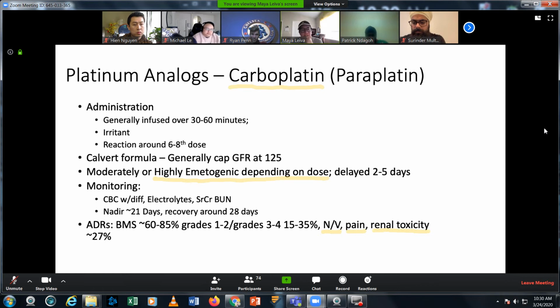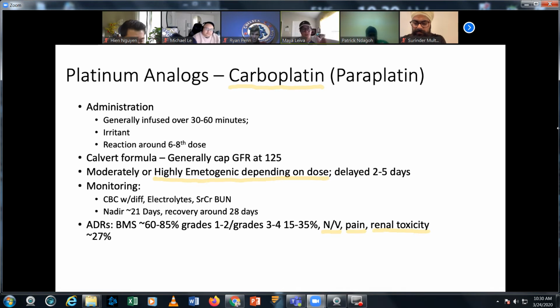What should we use for weight? By and large, unless someone varies more than 30% in either direction, we're just going to use their actual body weight.